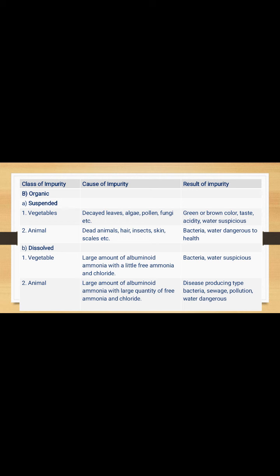Then dissolved organic impurities in the form of vegetable and animal matter: a large amount of albuminoid ammonia with little free ammonia and chloride. That results in bacteria, and the water is suspicious for drinking purposes. Also for animal dissolved impurities: a large amount of albuminoid ammonia with a large quantity of free ammonia and chloride. This produces bacteria in water, indicates sewage pollution, and this water is dangerous for human life.